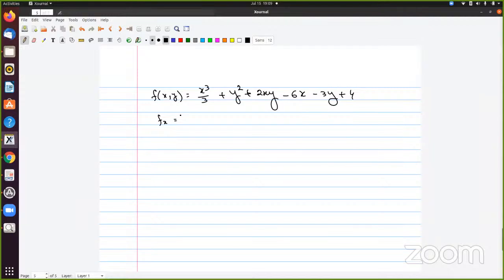x square plus 2x, 3. Okay, x square plus 2y, minus 6. Yeah, minus 6.